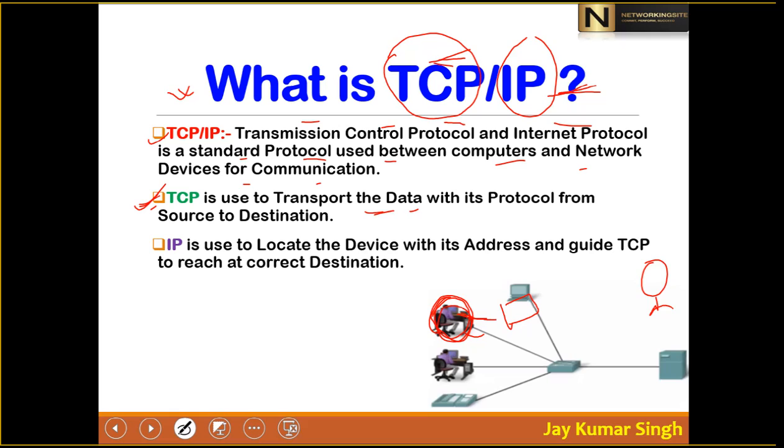So TCP is like a car, but TCP doesn't know the address. So who will tell that? IP will say, no problem, you carry the data, but I will locate you. You take data from this computer and come with me, I will tell you where the source and destination are. So IP is just used for addressing, but IP cannot carry the data, TCP carries the data.